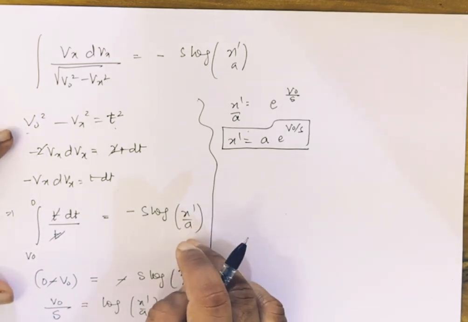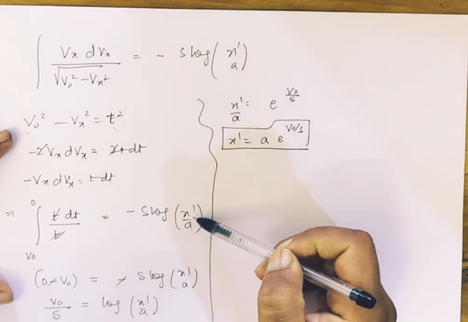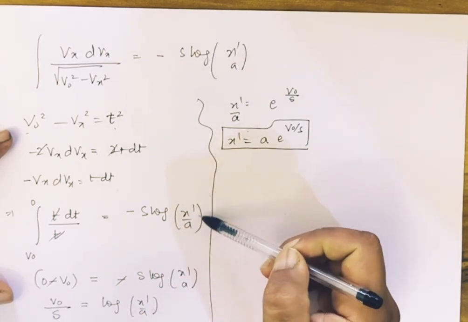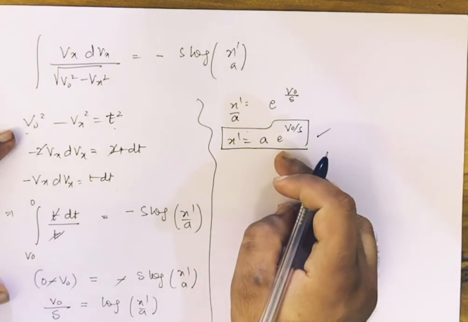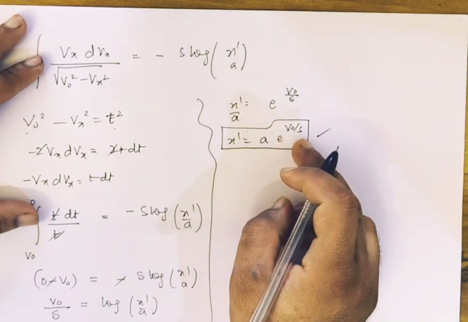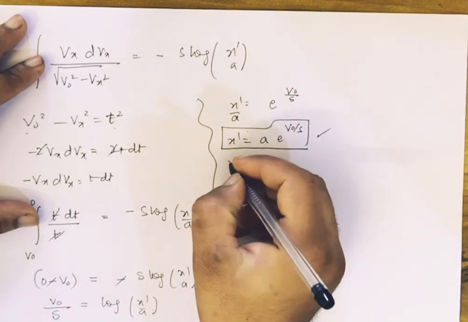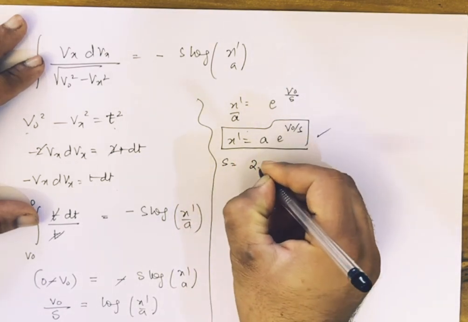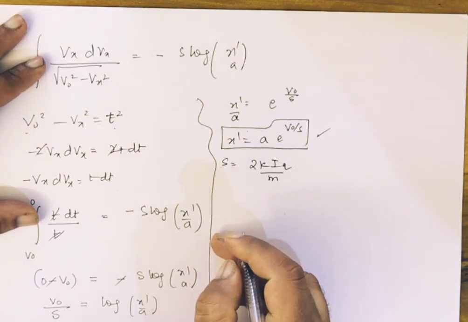Log of x dash by a. Fine, I think this is correct. I'll take x dash is equal to a e power v naught by s, and later I can write s, which I assumed as a constant, as 2kiq by m. That I'll write here later.